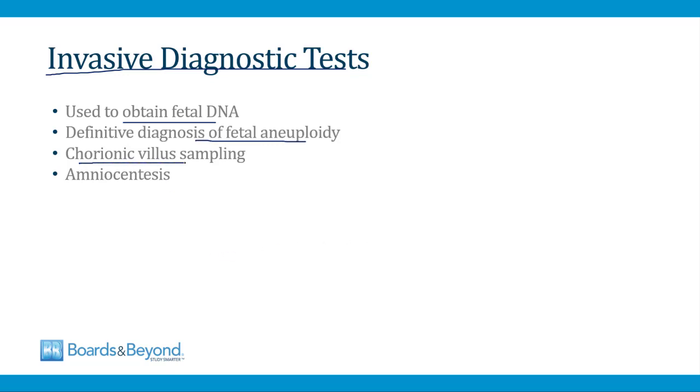One is chorionic villus sampling, which is done early in the first trimester. The other method is amniocentesis, which can be done later in pregnancy. Both of these carry a risk of fetal loss, so we only do them after a mother's had a screening test that suggests a high chance of aneuploidy, where we need a definitive diagnosis.